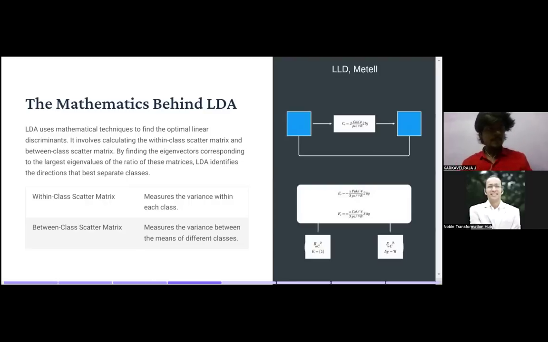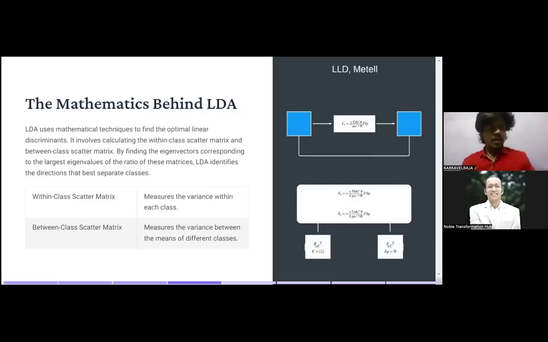LDA uses mathematical techniques to find the optimal linear discriminants. It involves calculating the within-class scatter matrix and the between-class scatter matrix. By finding the eigenvectors corresponding to the largest eigenvalue of the ratio of these matrices, LDA identifies the direction that best separates the classes. This may not be easy to understand at first, but no problem, let us make it very simple.